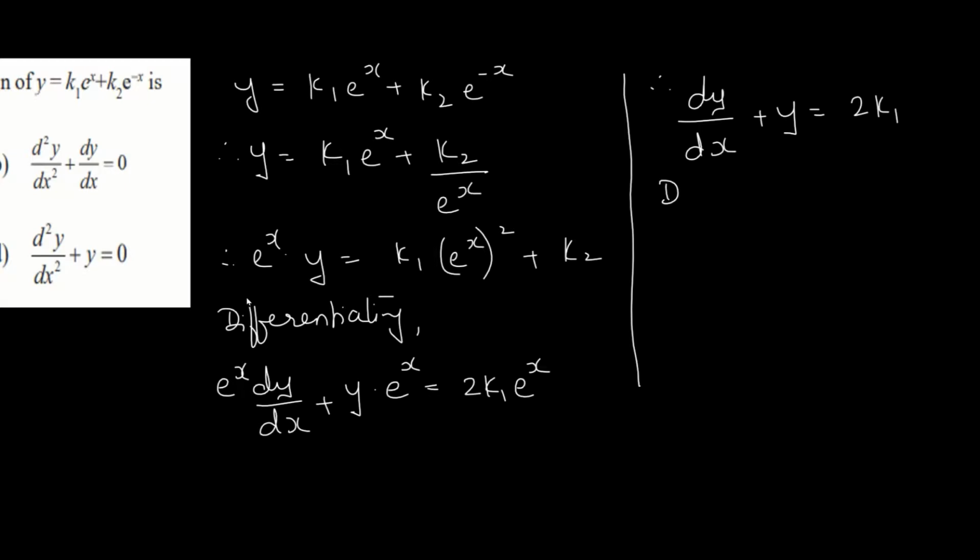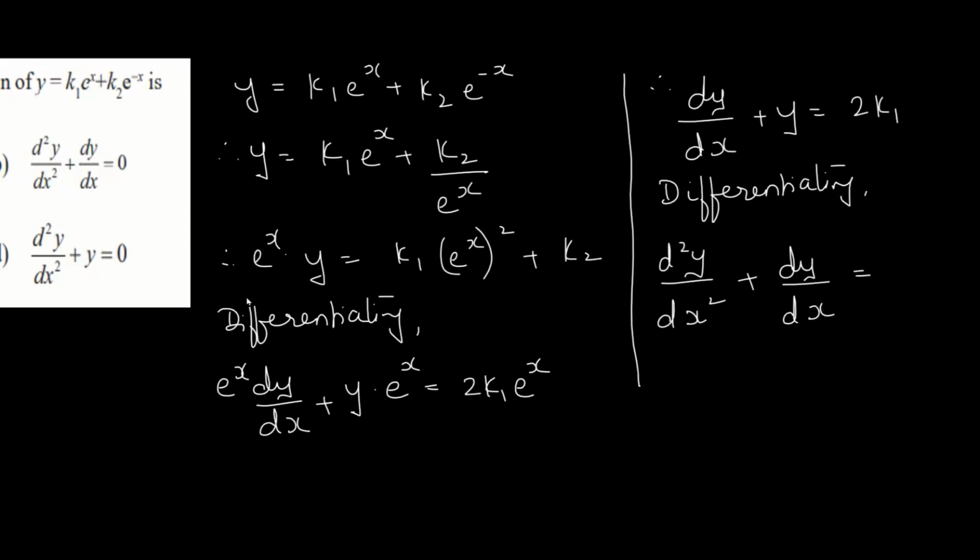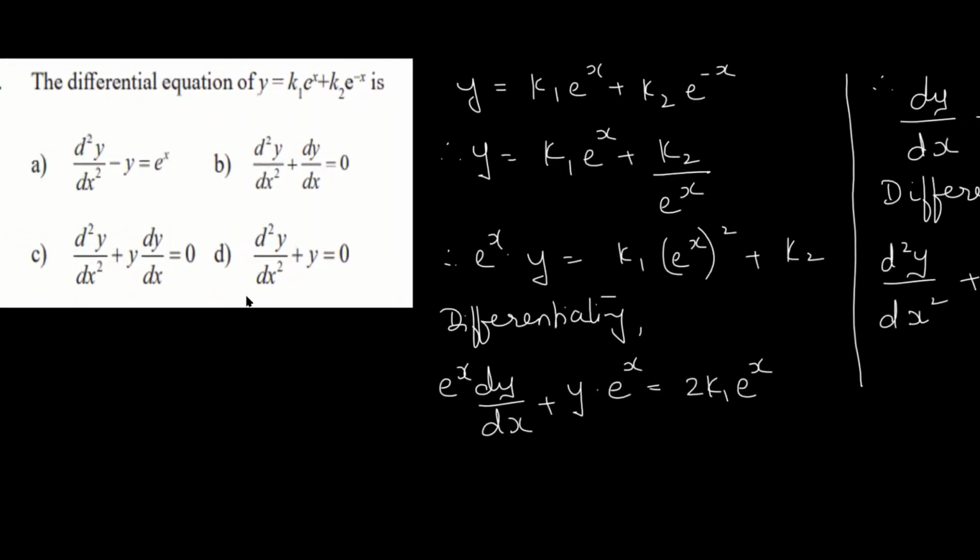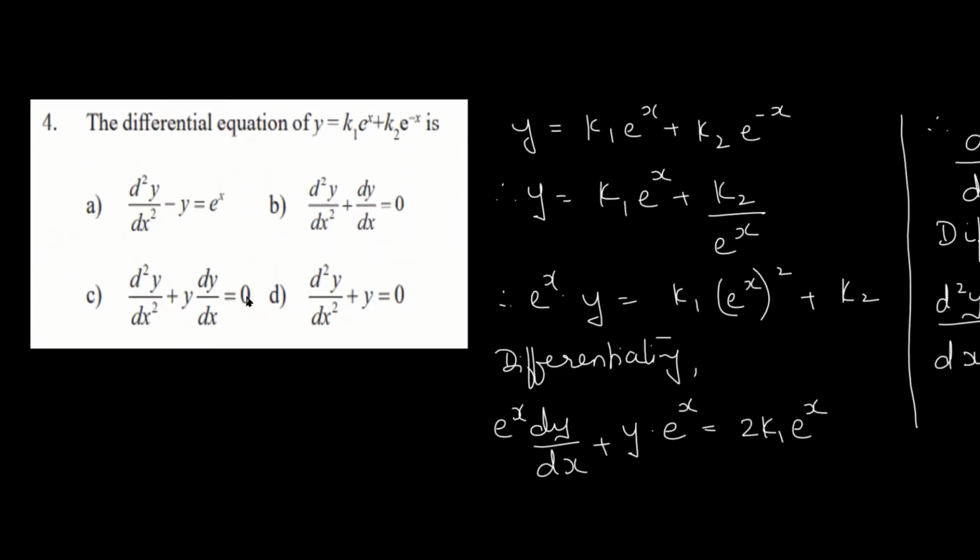Now we can differentiate once again because we have to eliminate all the constants. So differentiating with respect to x, we are going to get d2y by dx2. So dy by dx becomes d2y by dx2, plus y becomes dy by dx, is equal to 2k1, which is a constant. So the derivative of a constant is 0. So this becomes our answer: d2y by dx2 plus dy by dx is equal to 0. And that answer is option B of your textbook.